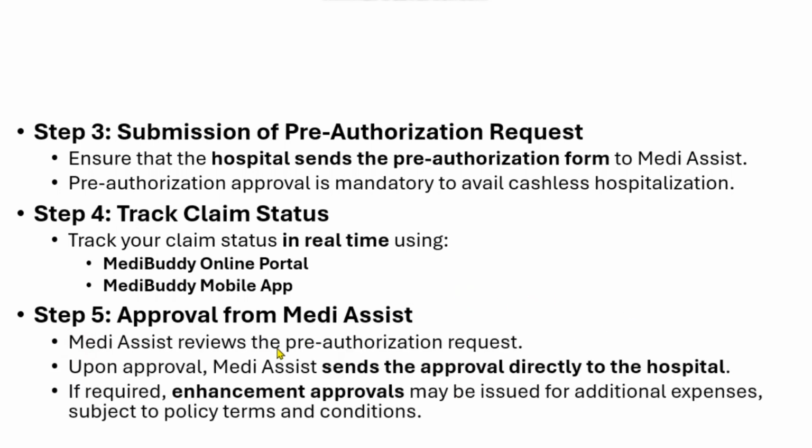So what happens is that Medi Assist reviews the pre-authorization request. Suppose your hospital sends a pre-authorization form to Medi Assist, then they will review it. After review, the Medi Assist team sends the approval directly to the hospital. If required, enhancement approvals may be issued for additional expenses, subject to policy terms and conditions.